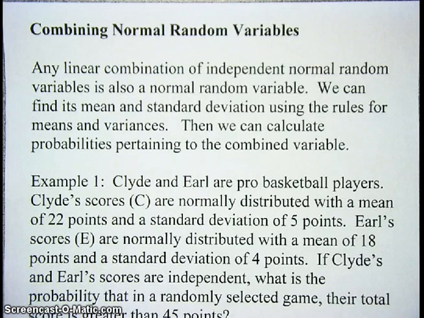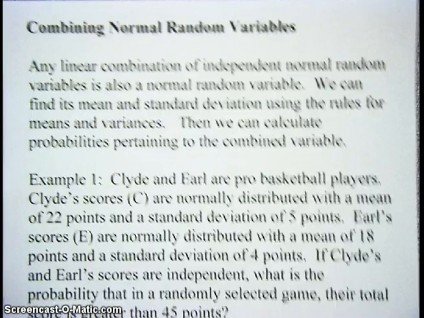The important thing to remember is that any linear combination of independent normal random variables is also a normal random variable. You can find its mean and its standard deviation using the rules for means and variances, and then you can calculate probabilities pertaining to that combined variable using what you know about standard normal distributions.